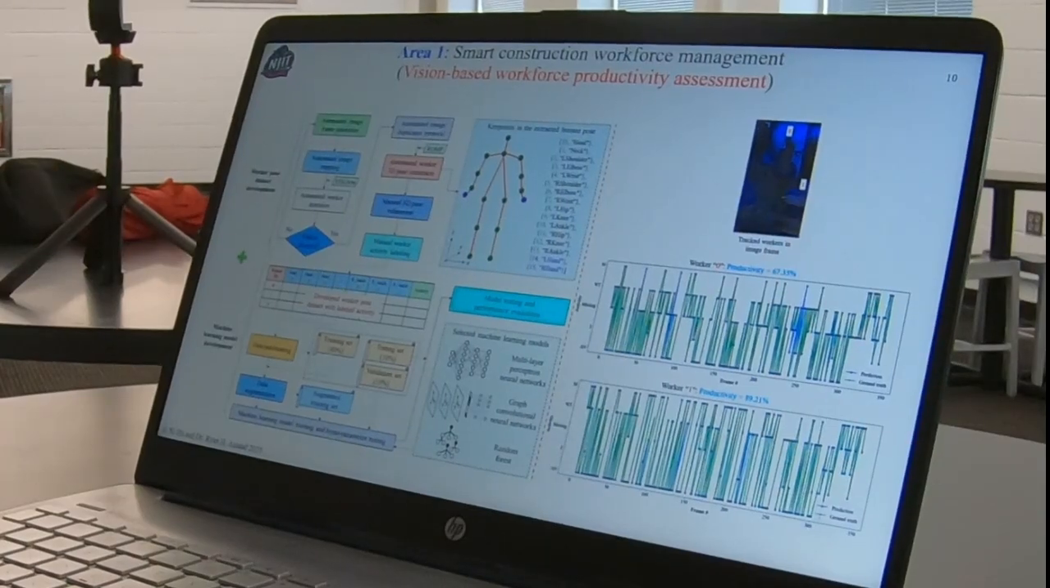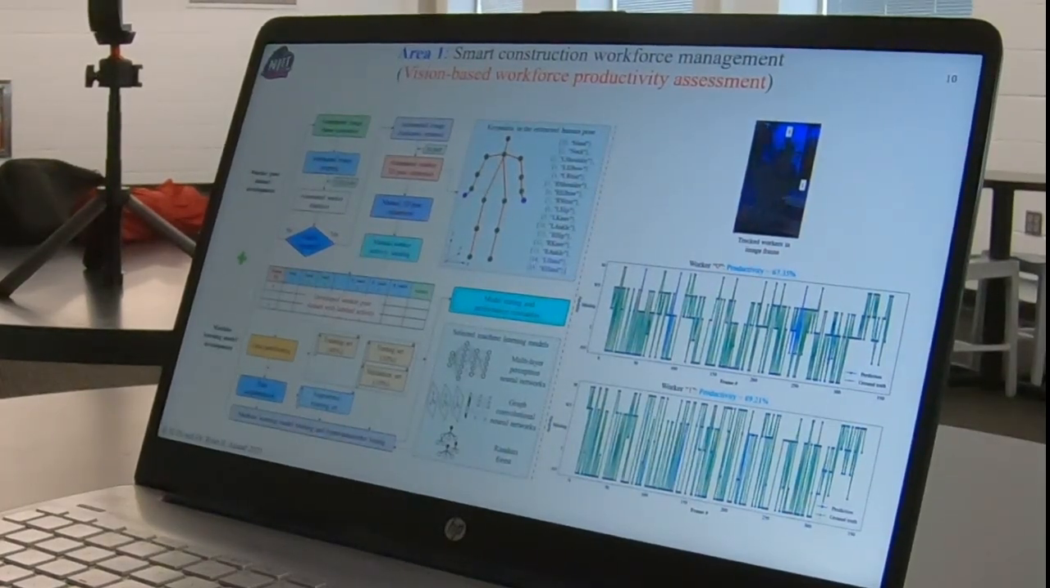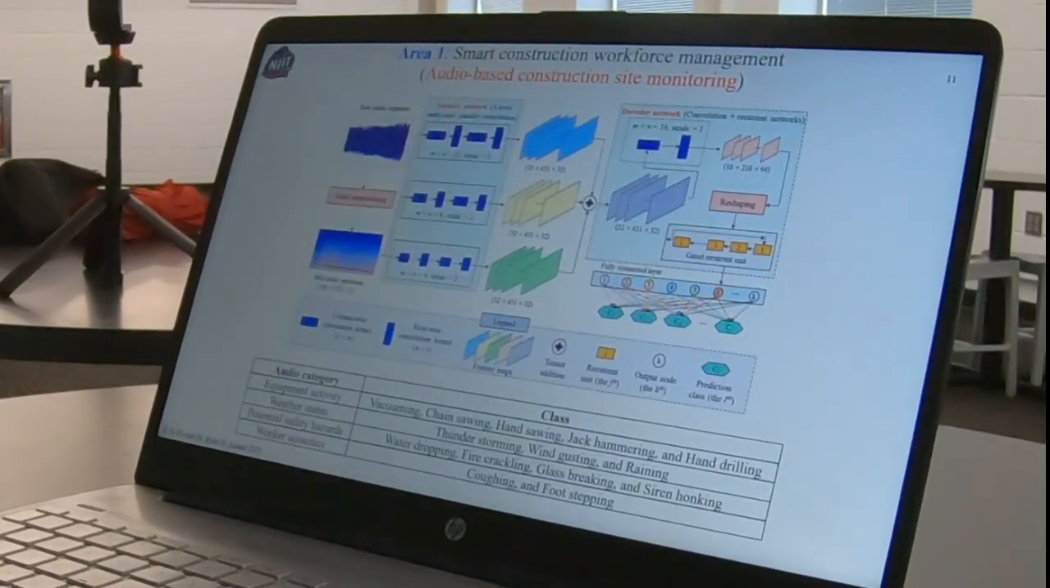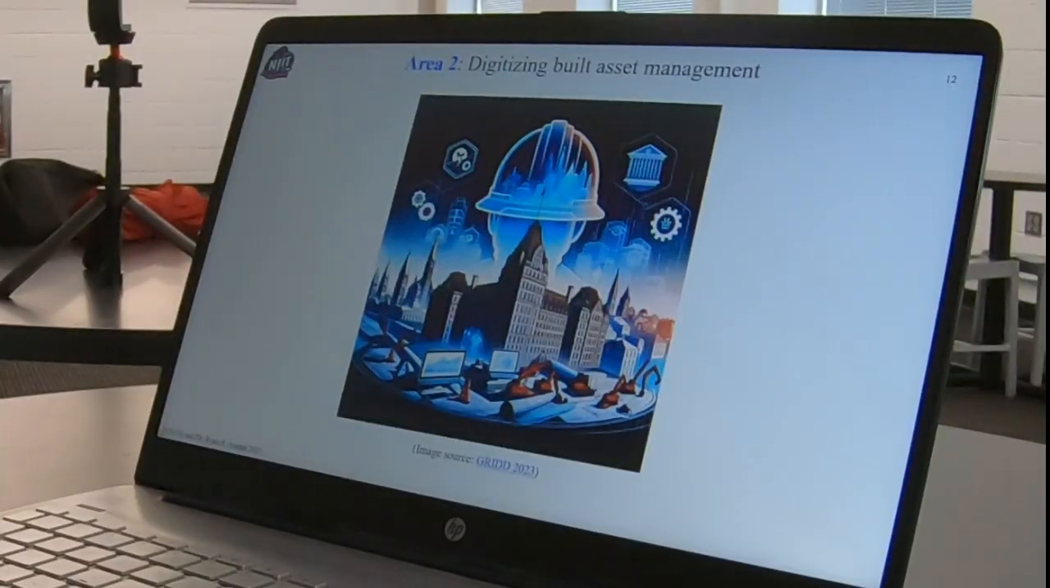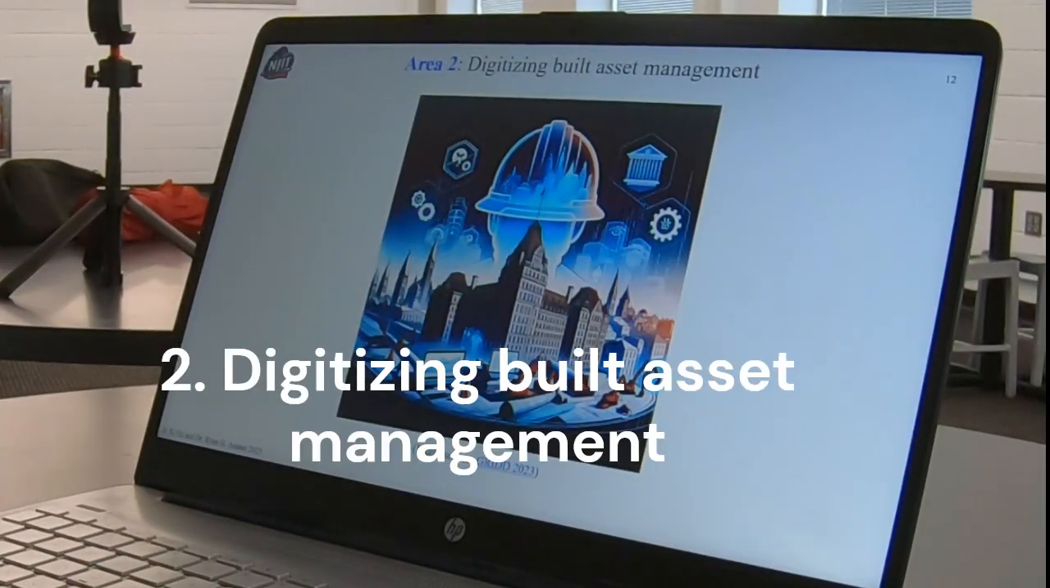That's basically how I conclude the workforce project, and this part actually shows the model architecture to do construction site monitoring using audio input in order to supplement the vision-based method. And then I will jump to the second area, dealing with the digitization of built asset management.